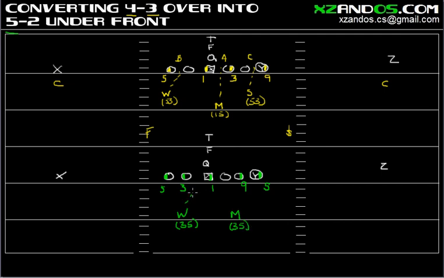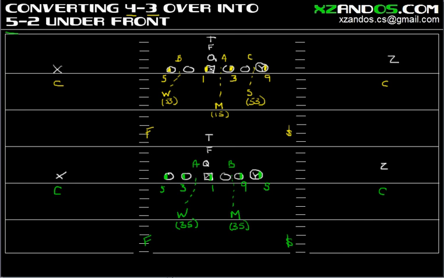Now Will is responsible for weak side A gap, and Mike is responsible for strong side B gap. So their responsibilities change a little bit, and so that would have to be worked in practice so that they get comfortable with that. Again, you would have your corners and your safeties somewhere in those areas.